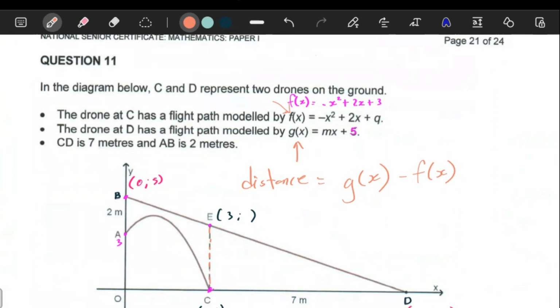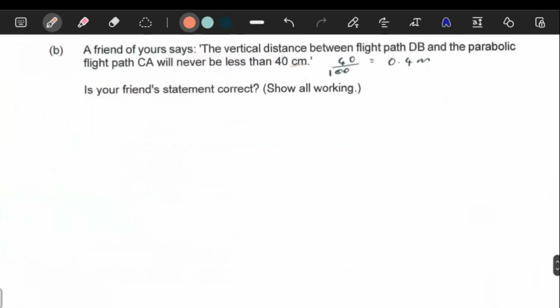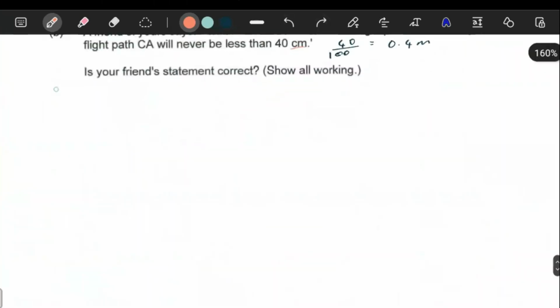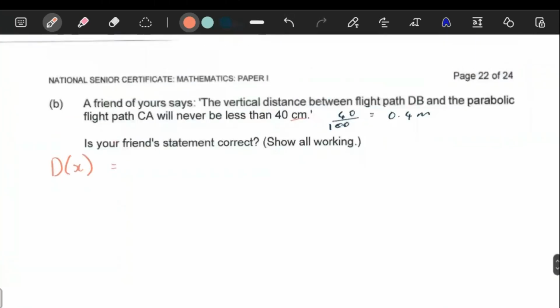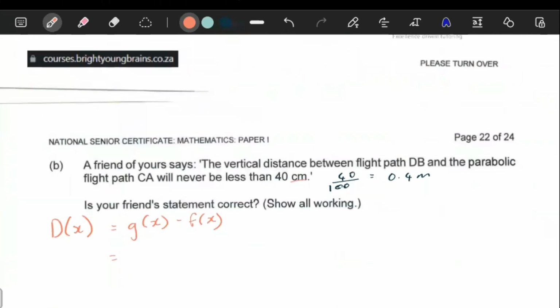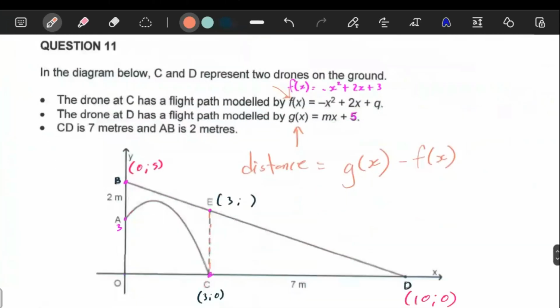So with that being said, let us dive into this particular question. Starting off, this kind of question is a 6-mark question, so you don't have to worry too much about it. Let's just get the distance equation first. We said distance, let's say d, dx. The distance here in terms of x is equal to the equation of g minus the equation of f. The equation of g is negative a half x plus 5.